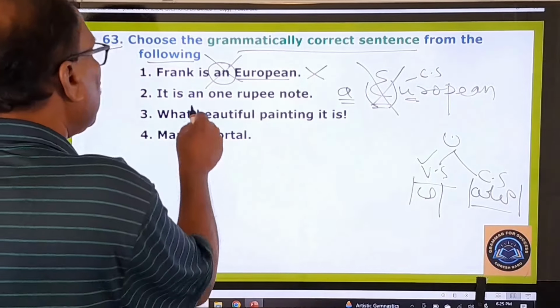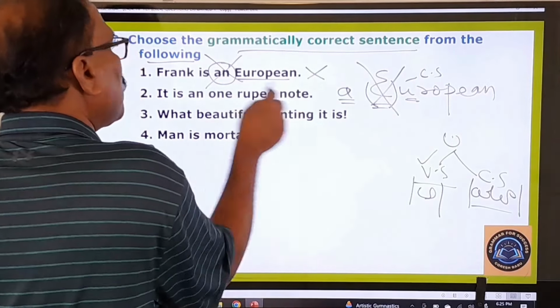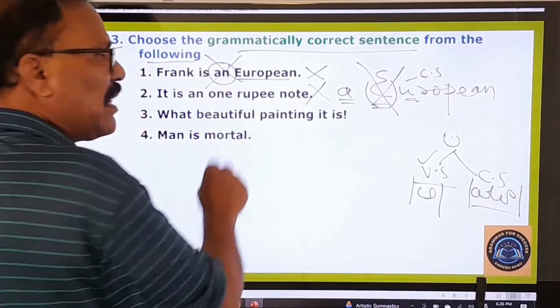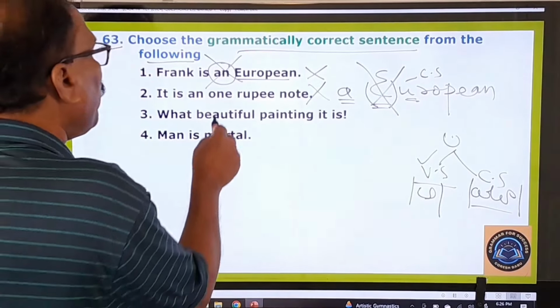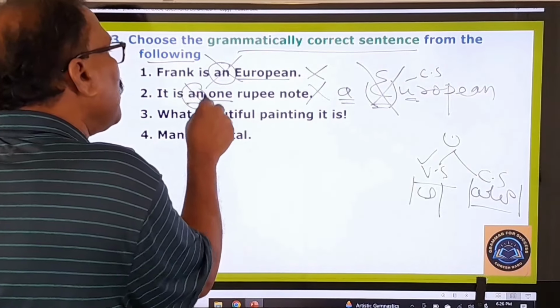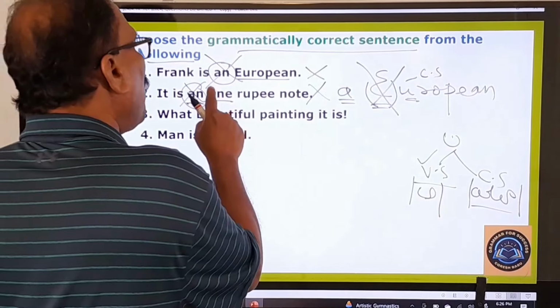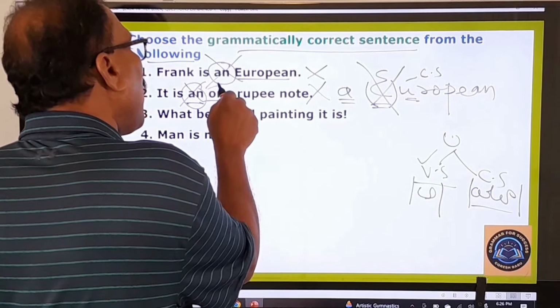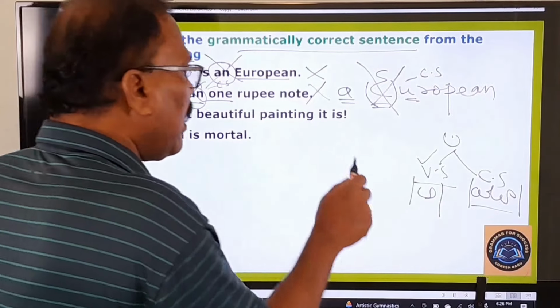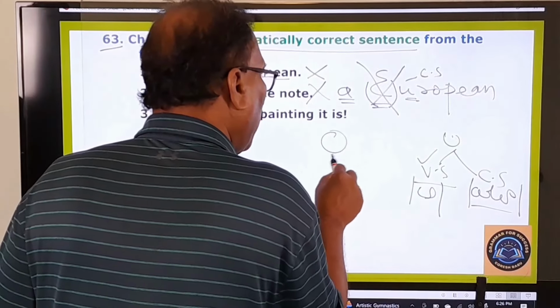And similarly, this, it is an 1 rupee note. This is also a grammatically incorrect sentence. Why? Means, before this one, an is used. It is not to be used there. Why? Because the word is beginning with O. O is giving here the consonantal sound. And here, I would like to give you one more explanation here.